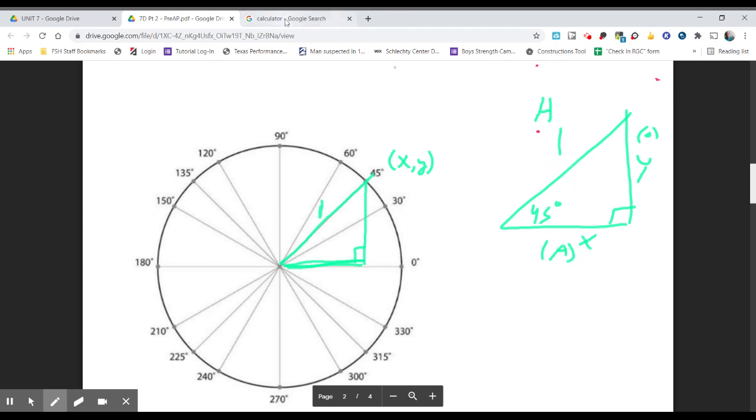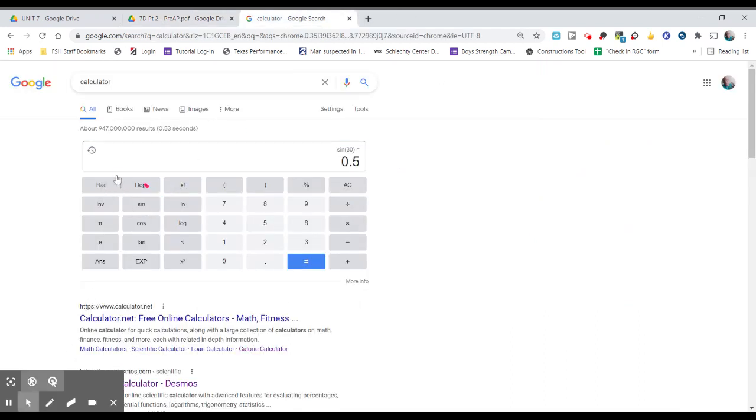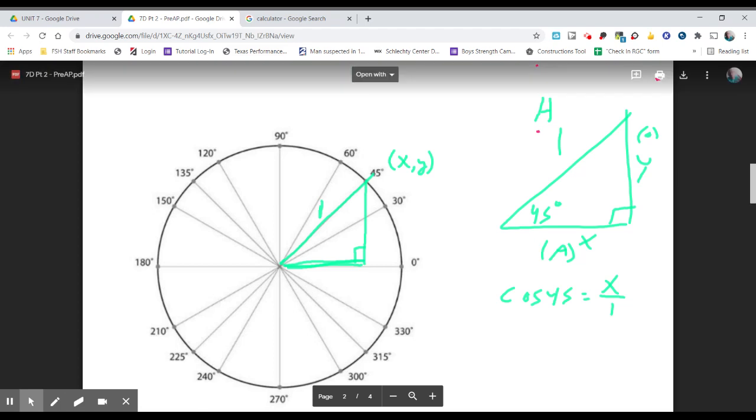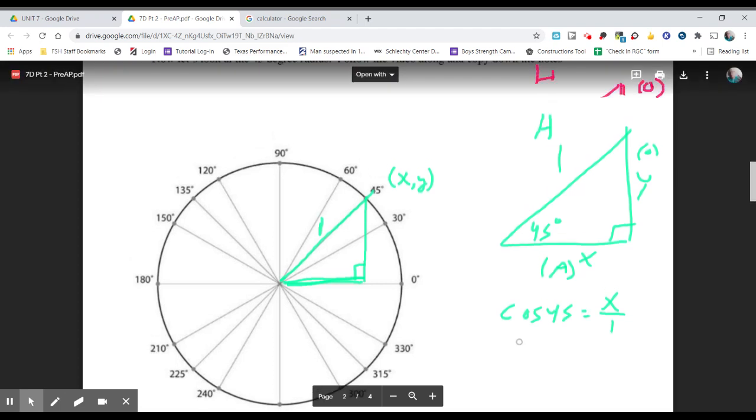So we've got to use A over H, which is cosine again. So now we do cosine of 45 is equal to X over 1. So X is just equal to cosine 45. Here we go, cosine 45, which is 0.707. We'll call it 0.71. So our X is equal to 0.71.